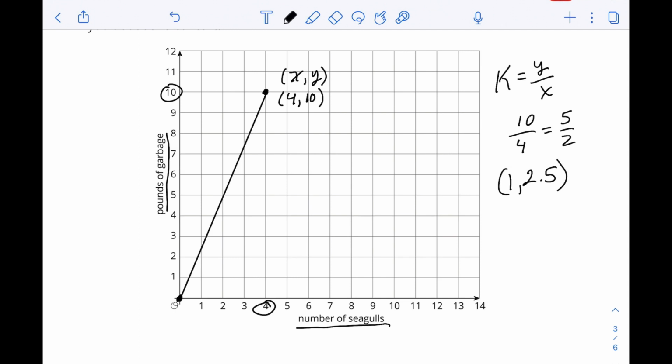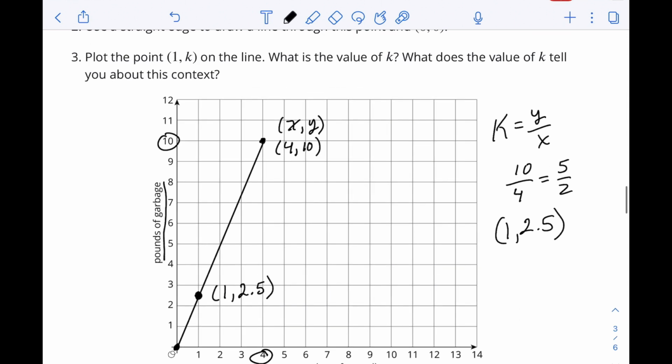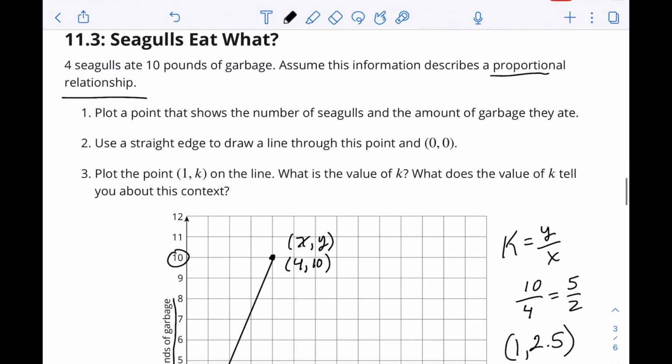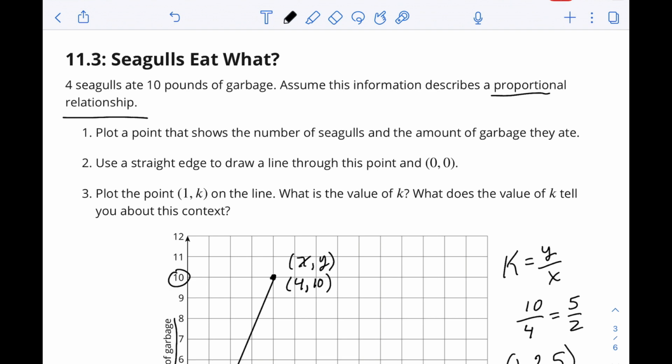So I have (1, 2.5). And notice on my graph, I'll make it nice and big, we have 1 and 2.5. It clearly was right on our line, and that makes sense because it's a proportional relationship. Now it says the value of k is 2.5, but what does the value of k tell you about this context? Remember, it is about 4 seagulls eating 10 pounds of garbage, and we're assuming this is a proportional relationship.